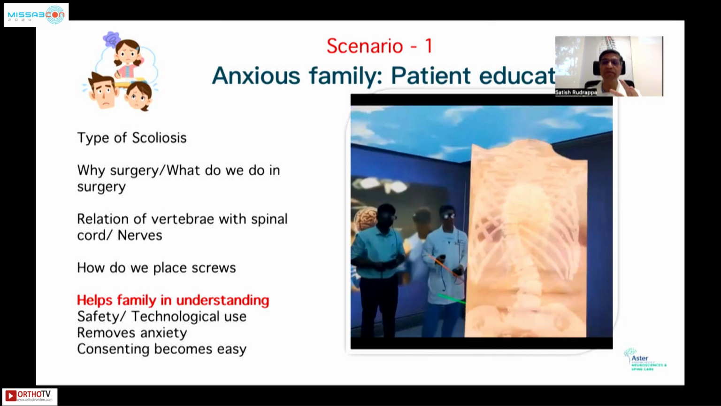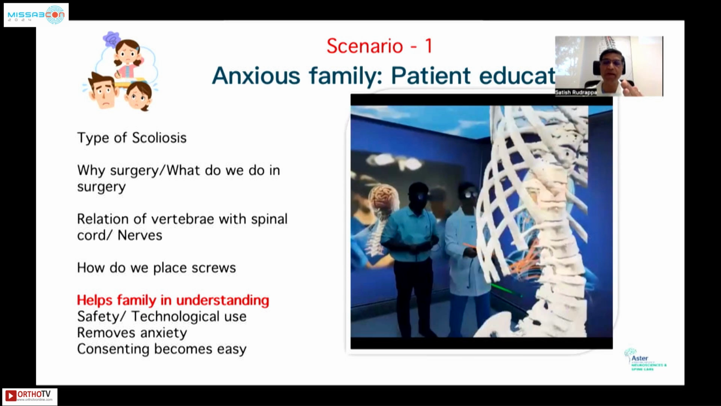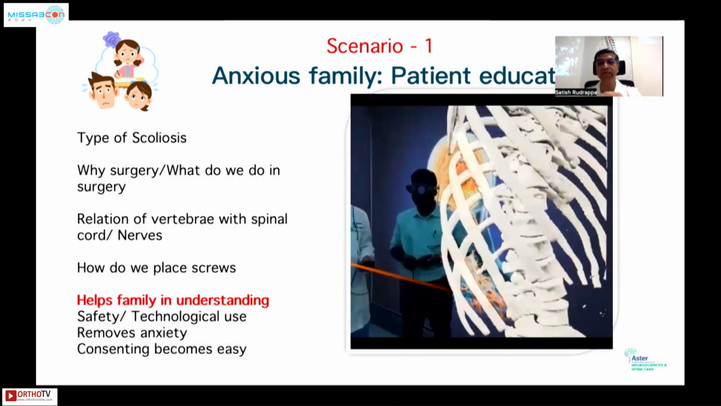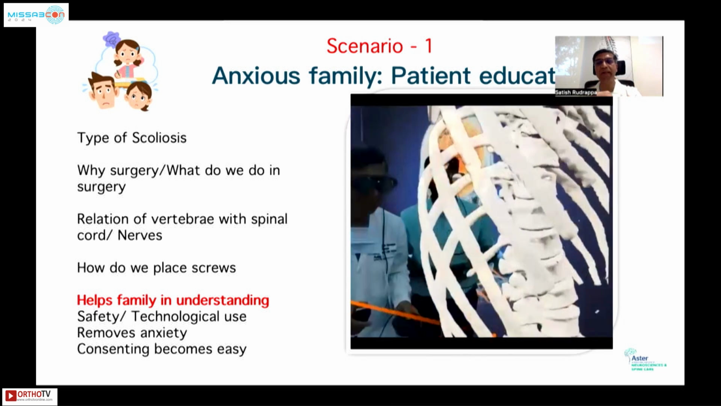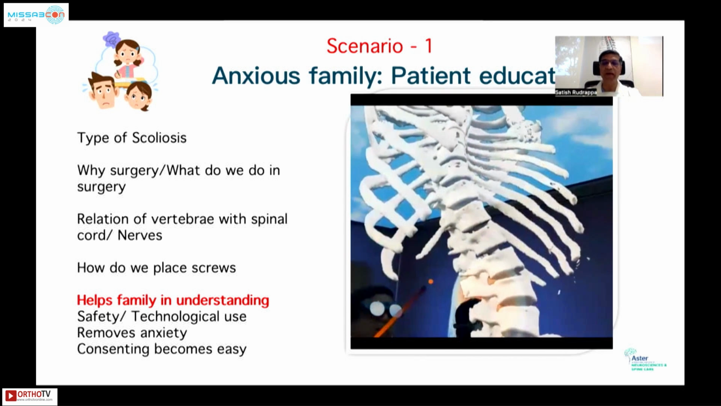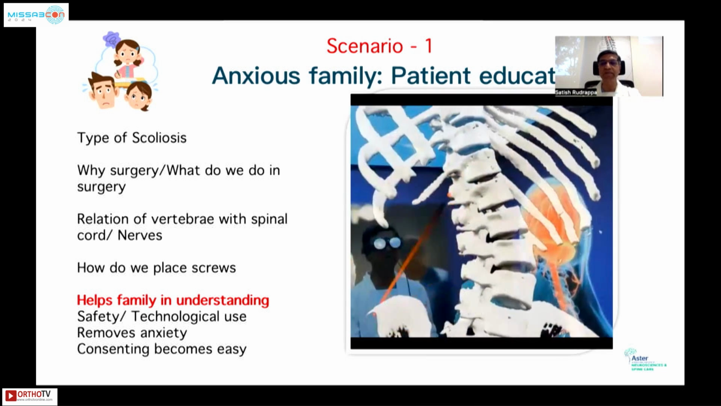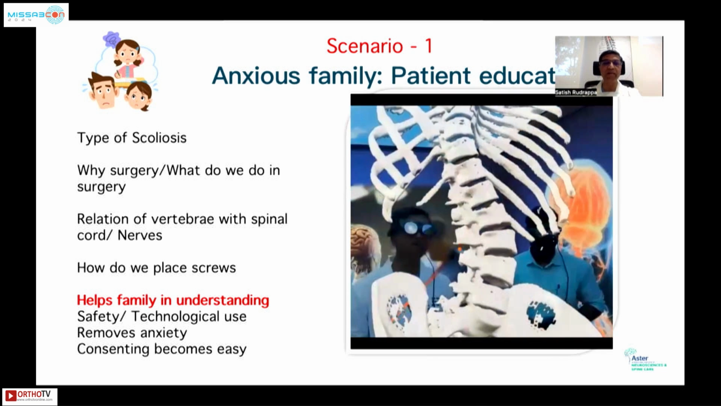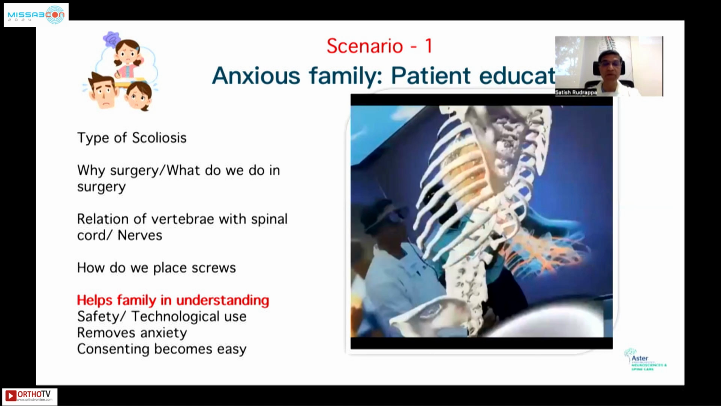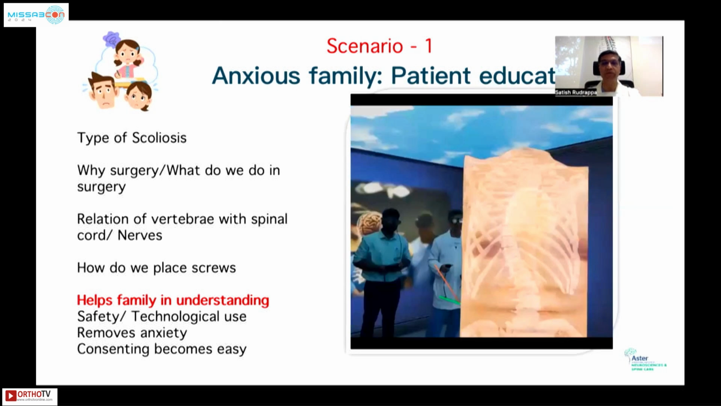And he was very convinced. Once you enter into that, he could see the spinal cord entering into the spinal canal, because I merged the MR into this, and the nerves coming out. I told him we are not touching that, and we are putting the screws into the pedicle to rotate the spine. And believe it or not, both husband and wife saw this, and they gave consent with a smile, and I could do the surgery yesterday, and the patient is walking today. It greatly helped the patient to understand the safety and the technological use, and completely removed their anxiety, and consenting became very, very easy for me.